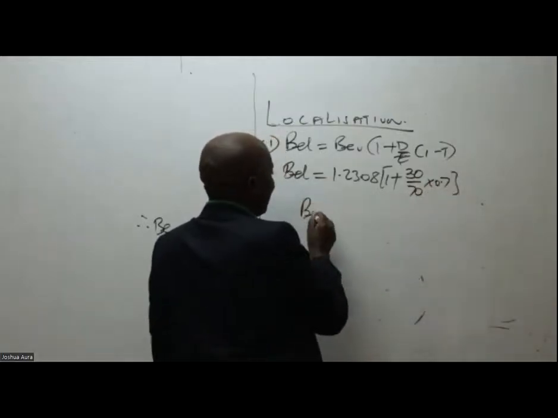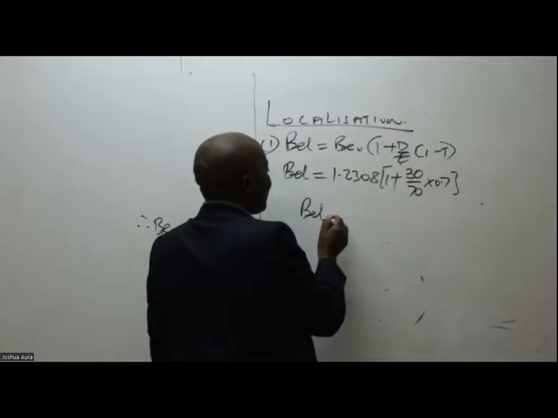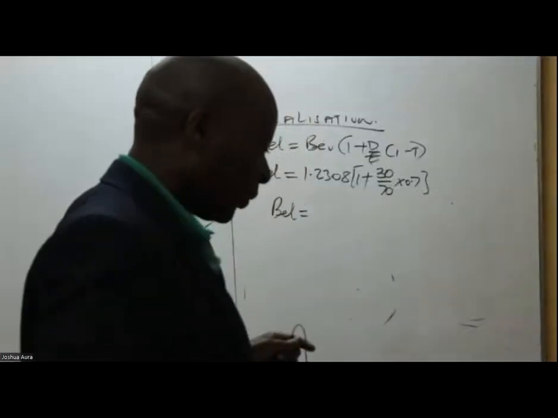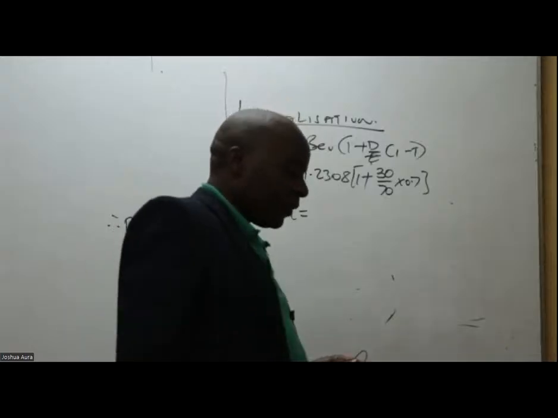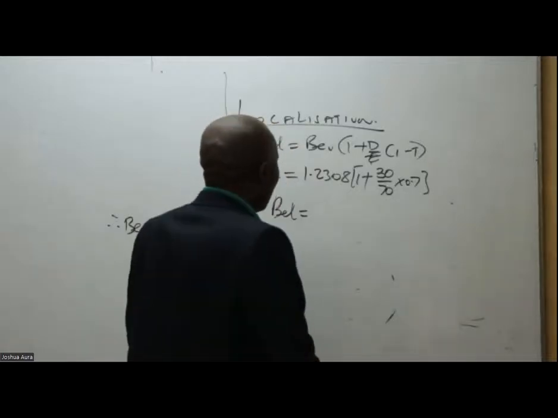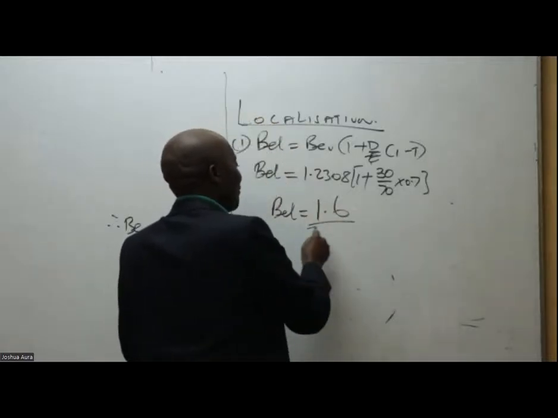Your answer for BEL will be very similar to the other one we got above. What are we able to see? So what is the BEL at the end of the day? It is 1.6, and I hope this 1.6 is quite familiar to you.